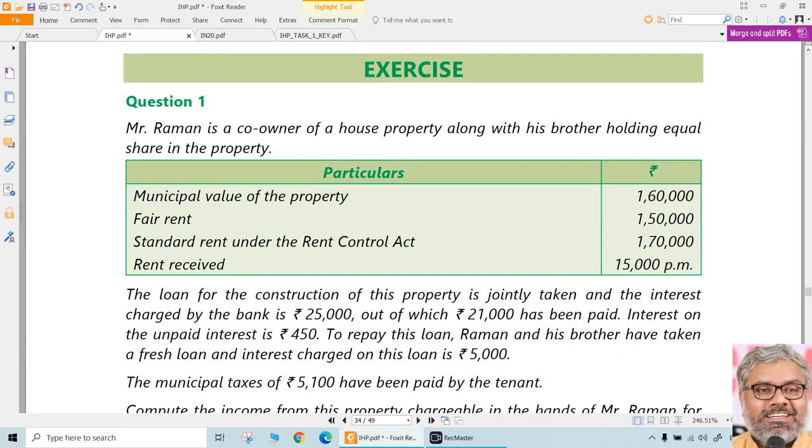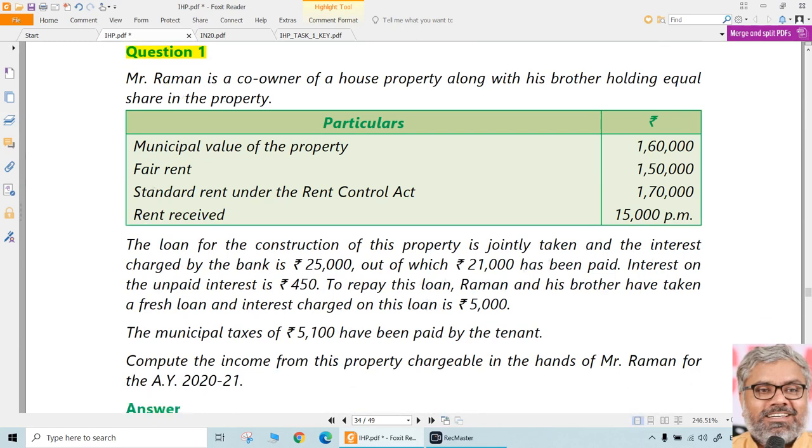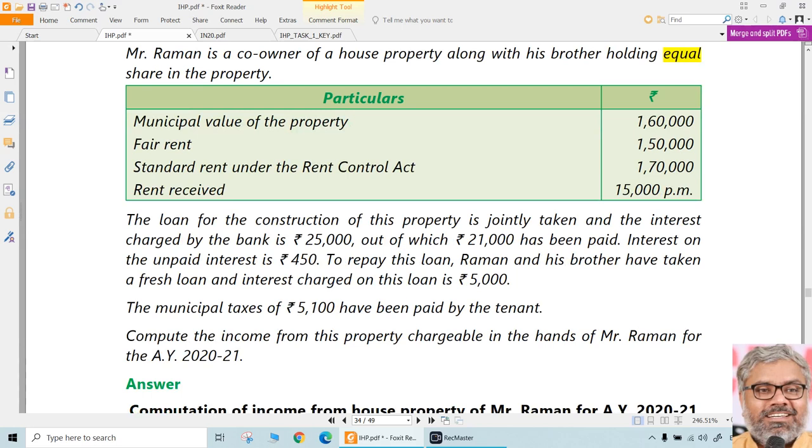We will also solve some more questions related to co-ownership first before we quickly go through the deemed ownership theory provisions. Look at question number 1 in the exercises. That is Mr. Raman is a co-owner of house property along with his brother holding equal share in the property. Municipal value is given, fair rent is given, standard rent is given, rent received is given. Loan for construction of the property is jointly taken and interest charged by the bank is 25,000 rupees, out of which 21,000 has been paid.